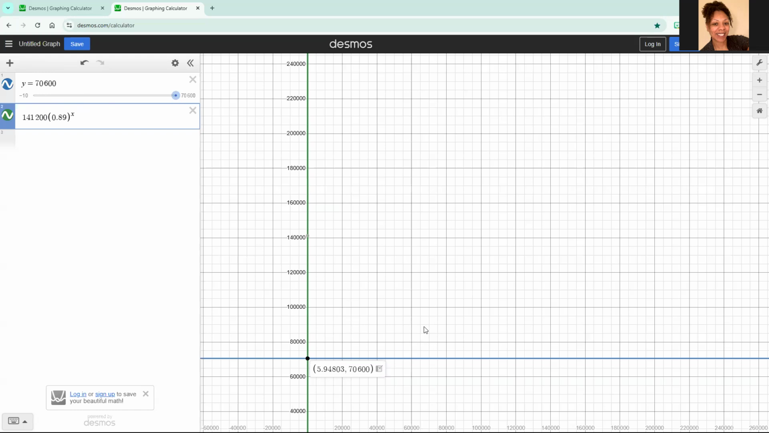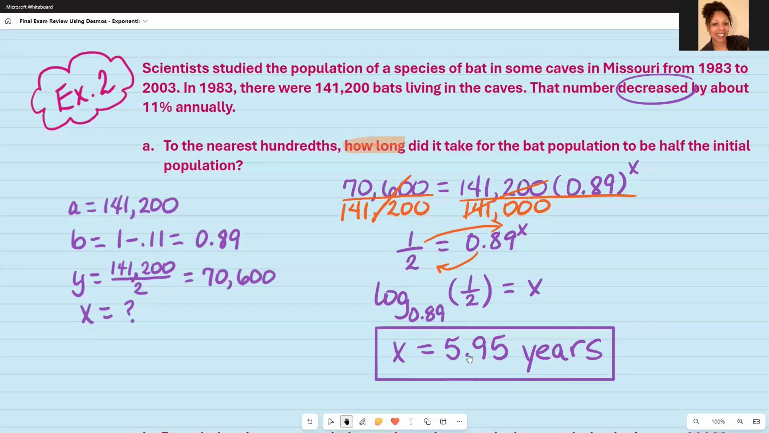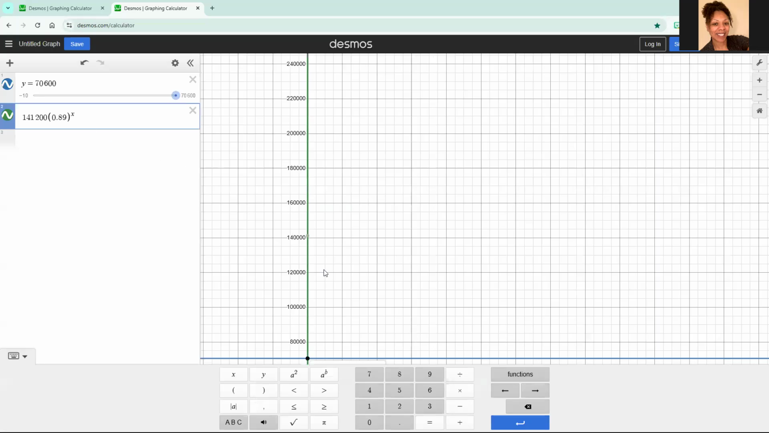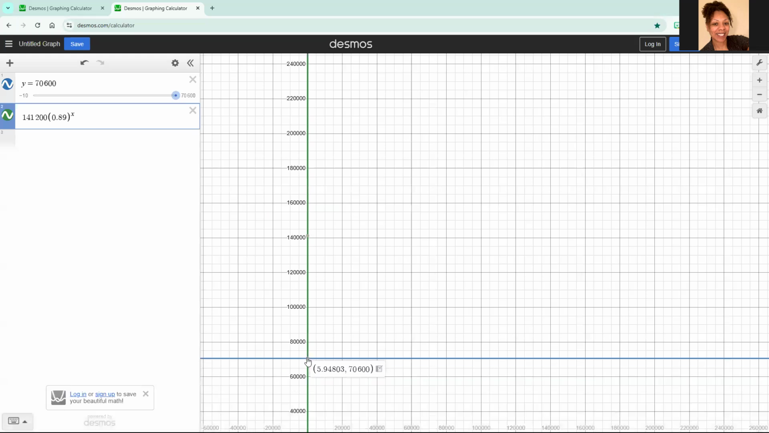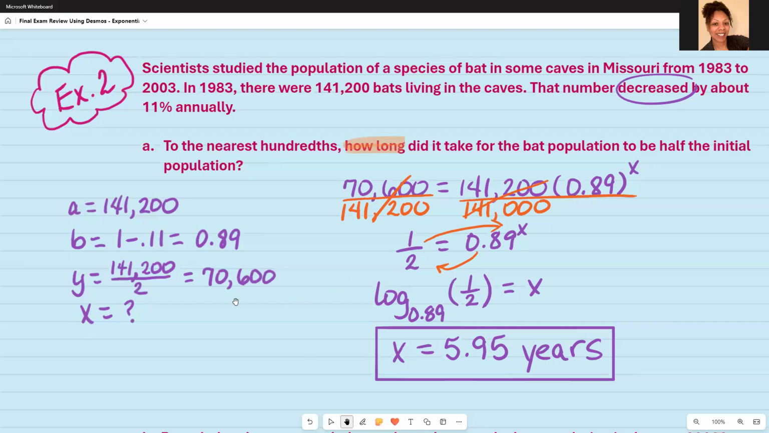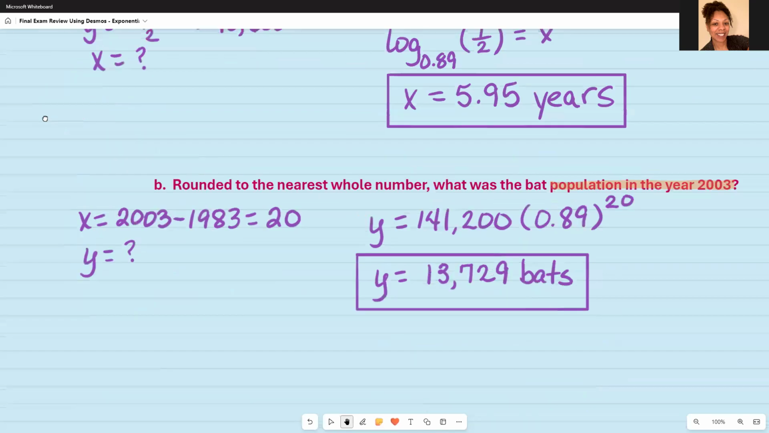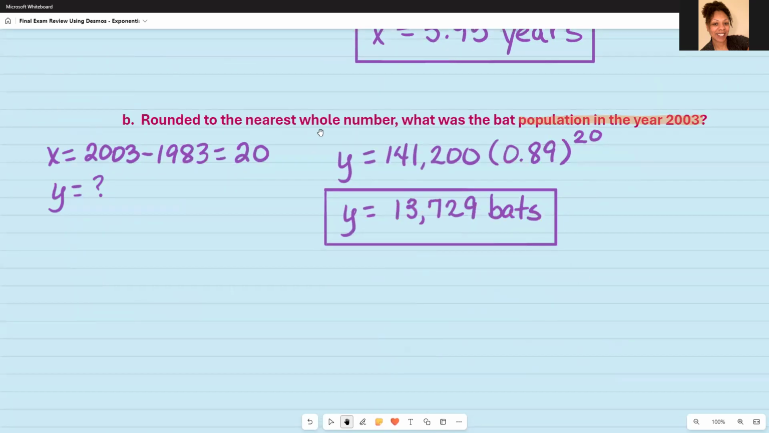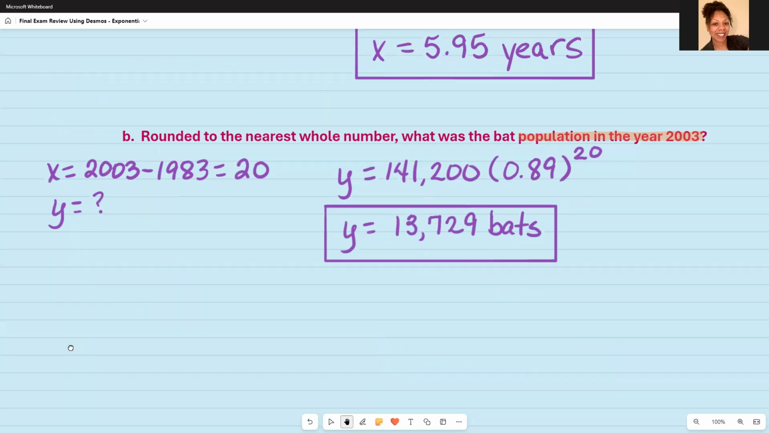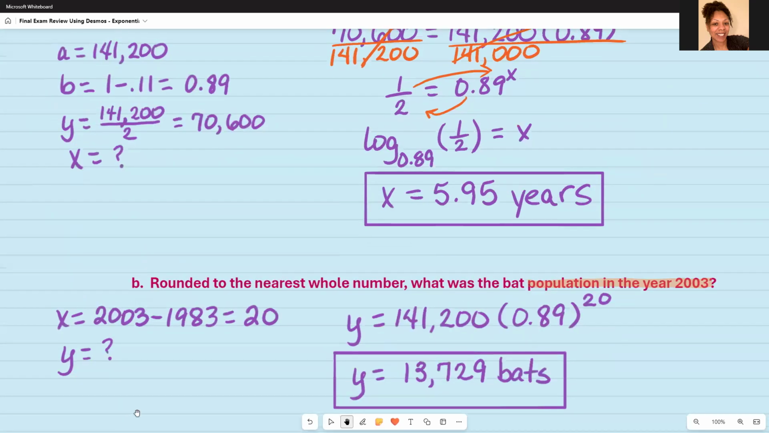When Y is that? And if we go back to our directions, this time it asks us to round it to the nearest hundreds. So 5.948 is really 5.95. So that's what the answer is for that, part A. And then the last example, you're asked to round to the nearest whole number what the bat population would be in 2003. Well, you were given 2 years, so you want to take the latest year and subtract it from the earliest year, and that left us with 20. 20 represents X, which is our time, and that's our exponent.